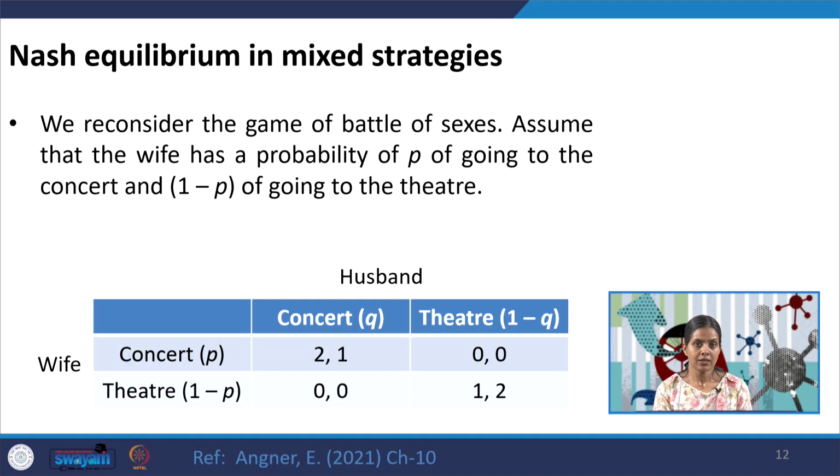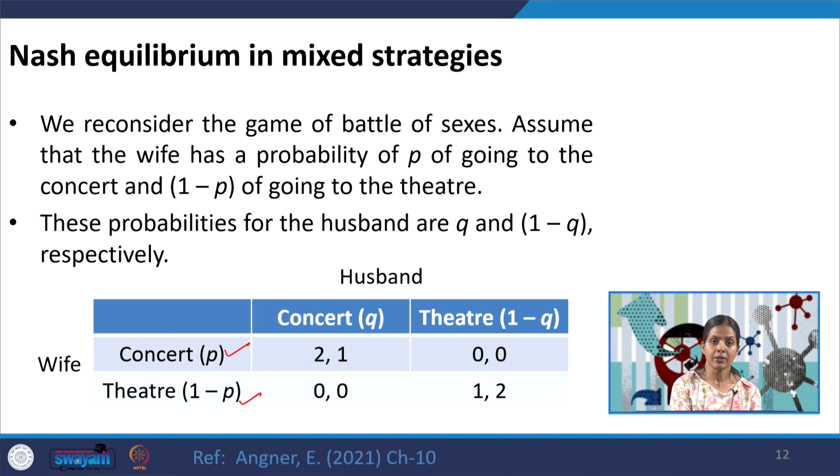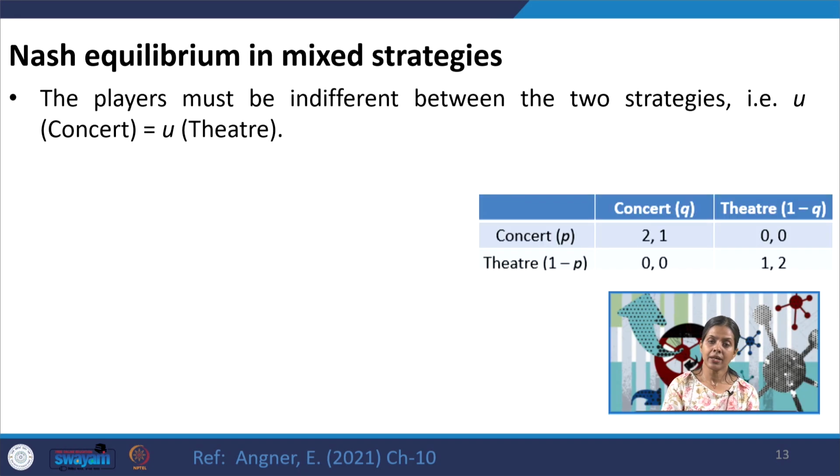Now, let us consider the game of battle of the sexes. Assume that the wife has a probability P of going to the concert and 1 minus P of going to the theatre. The probabilities for the husband are Q and 1 minus Q respectively. The players must be indifferent between the two strategies.